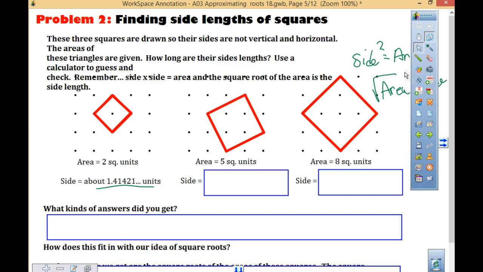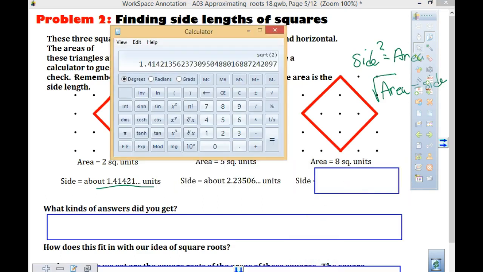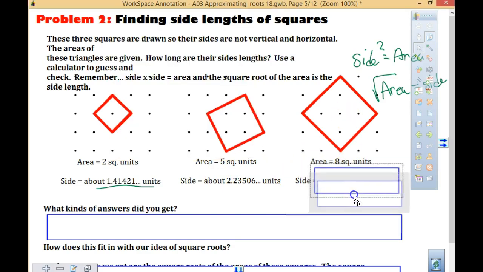Jordan, what do you have? 2.23506. I'm looking at square root 8 as I take a look at that one. Aaron, what did you get for square root 8? 2 point how much? 2. Ooh, let's check that out. Let me see. How'd you put that in your calculator? Did you put in square root 8? Okay. Okay, let's go further. Tell me what you have.